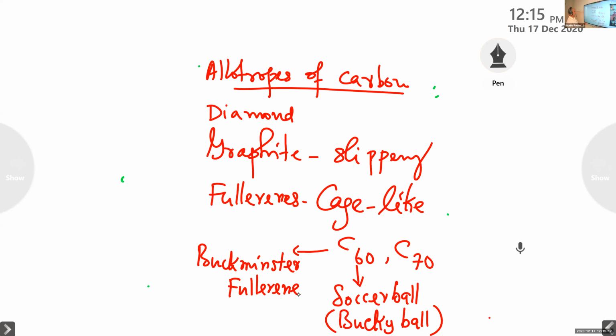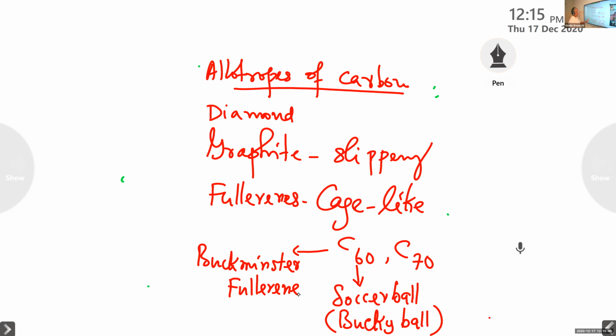So the word is coming from Buckminster Fuller, the architect. And it is a C60 fullerene. It is having the shape of a football, spherical shape, soccer ball. Soccer ball is a football. Okay? And it is also known as buckyball. From Buckminster, the buckyball is coming. So buckyball fullerene. Okay.